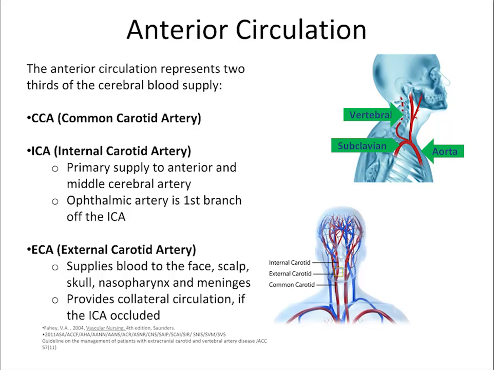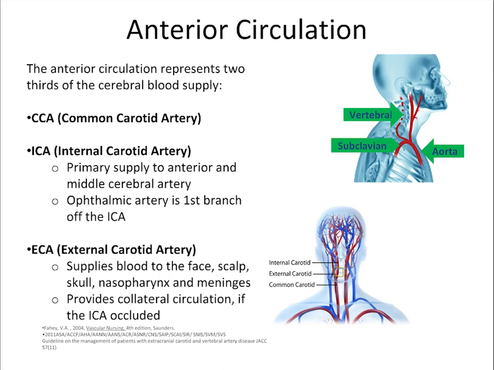This is another picture that demonstrates the bifurcation of the common carotid arteries into the internal and external carotid arteries. The anterior two-thirds of the brain's blood supply is provided by the carotid circulation. The internal carotid arteries supply blood to the anterior and middle cerebral arteries and give rise to the circle of Willis. The first branch off the internal carotid artery is the ophthalmic artery. Emboli to this branch can cause amaurosis fugax, which will be discussed later in this presentation.